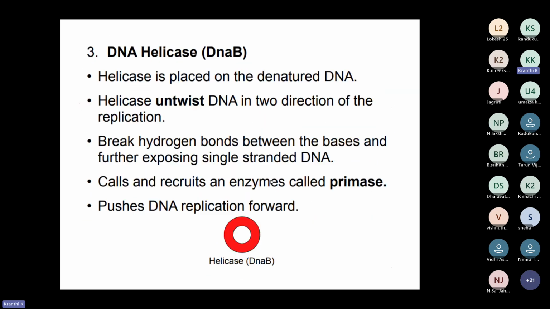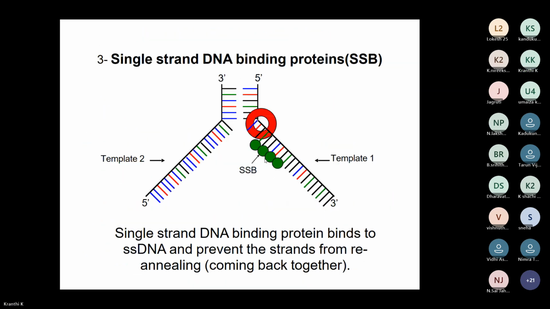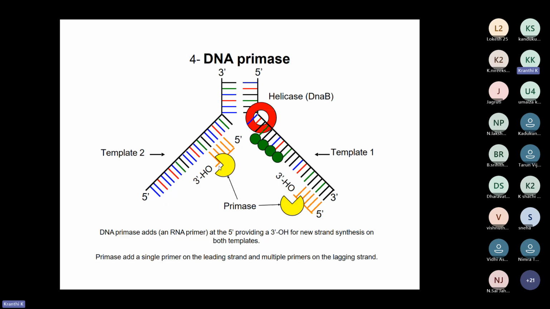Now primase. What is the primase here? Primase adds a block of nucleotides. One second, I will show here. After binding this SSB, later here you can see on the two strands the primases will be added. This is called the RNA primer. We call this DNA primase, but the product is the RNA primer. This RNA primer is attached in the 5-3 direction here, and here also in the 5-3 direction. Usually 5-3 direction.